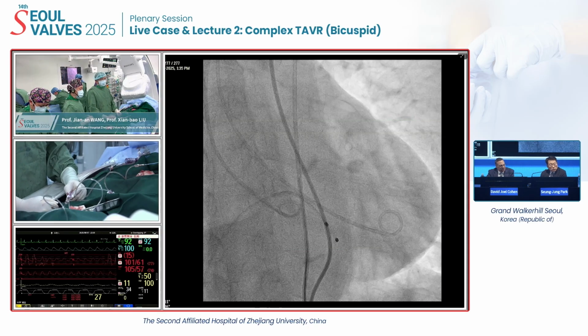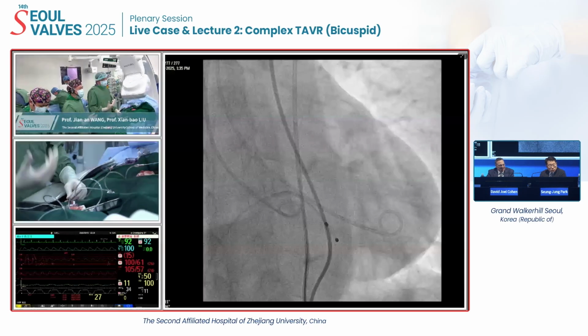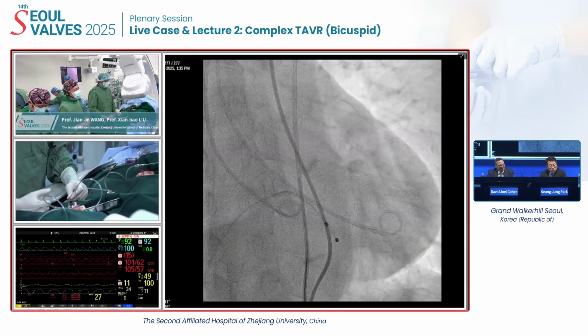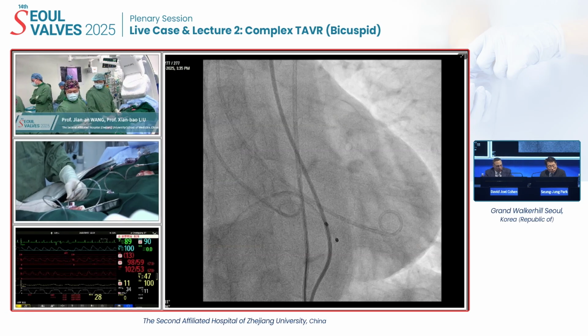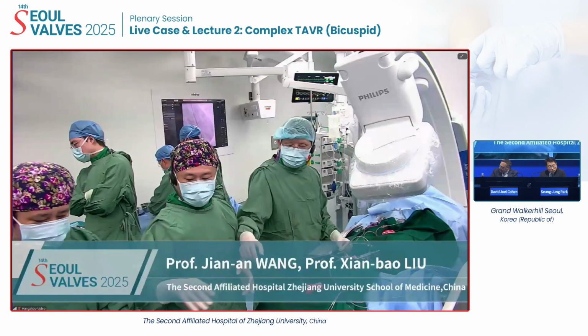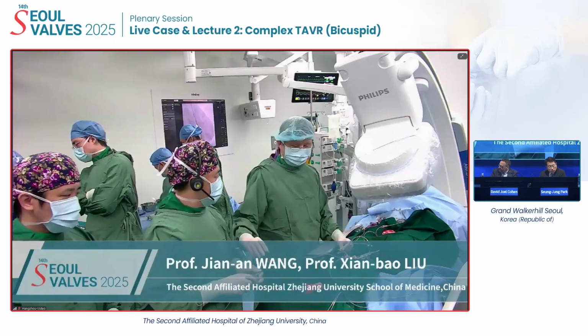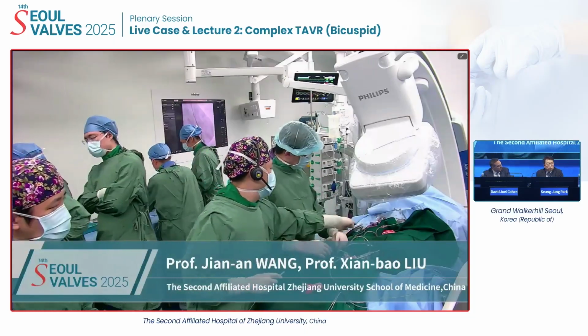First, I would like to ask the panelists for your comments and suggestions. Regularly, for this kind of patient, do you do balloon inflation first, or not? Anybody want to weigh in on that? About pre-dilating this valve? If not, I will.